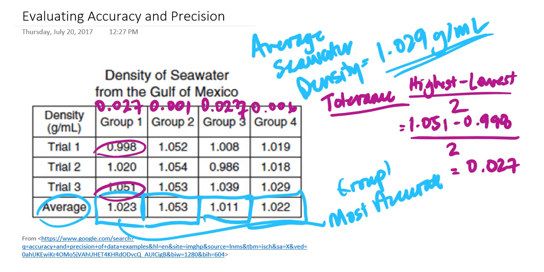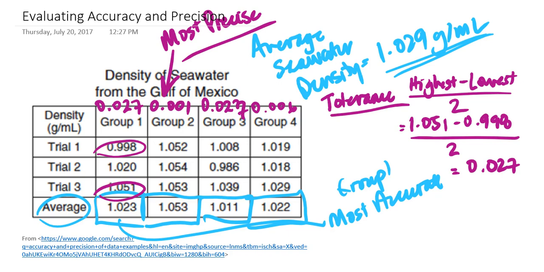If you take a look, the group with the lowest tolerance, which means the numbers are clustered the closest together, with the smallest difference between the highest value and the lowest value, was group 2. So group 2 was the most precise.